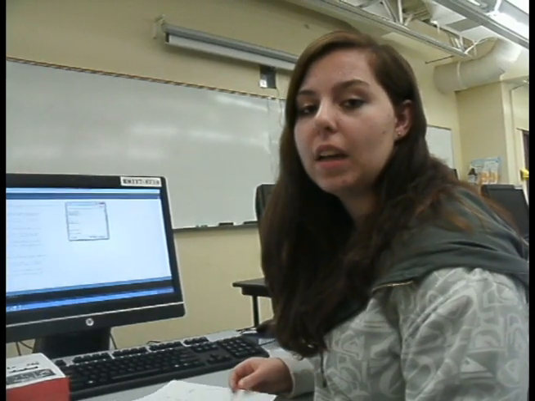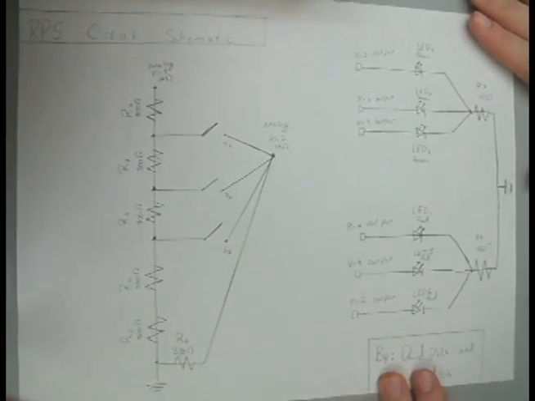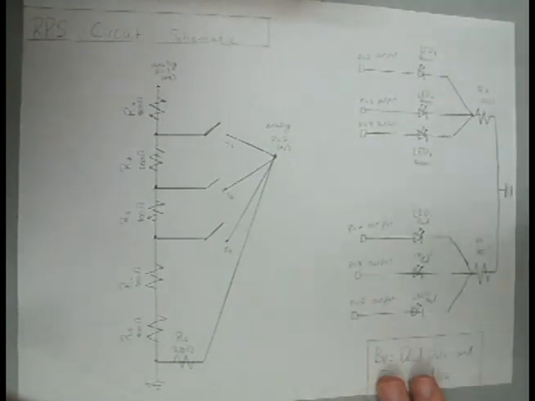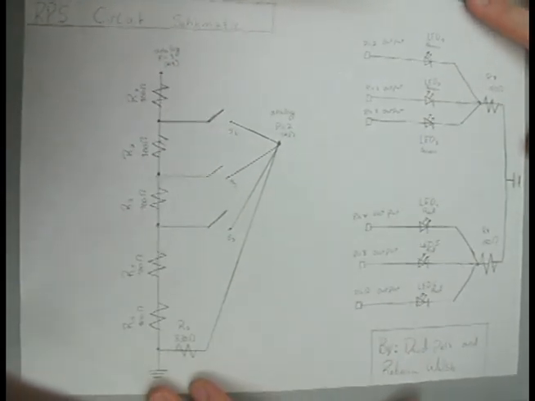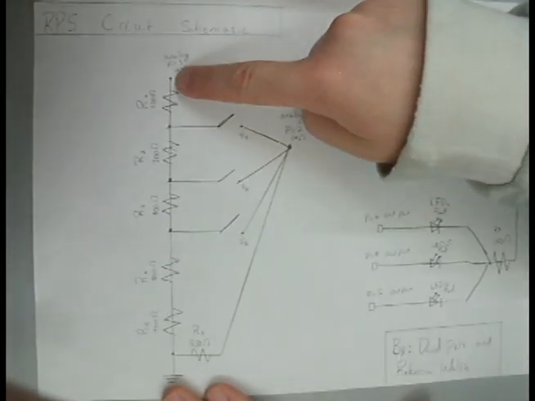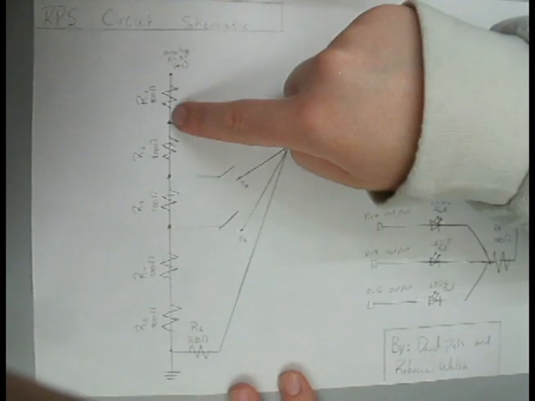I will now be talking about the circuit. So this is our circuit schematic for our rock, paper, scissors game. First I will explain our buttons and the setup of those. So starting off, we hook them up to analog pin 3, and then voltage runs from there through this resistor.